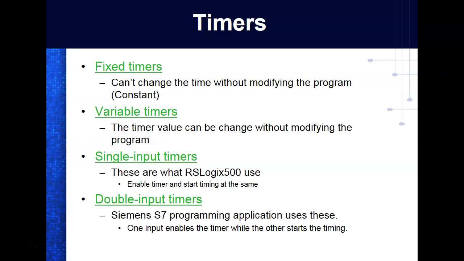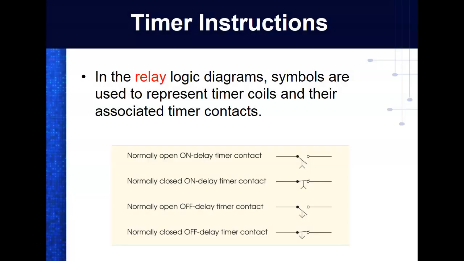They use double input timers. So they have one input that enables the timer, and then we have another one that tells it when to start timing. So in RSLogix 500, you do one input. When that input goes through, the timer is enabled, and it starts timing with one input. And when we see it, y'all understand that.